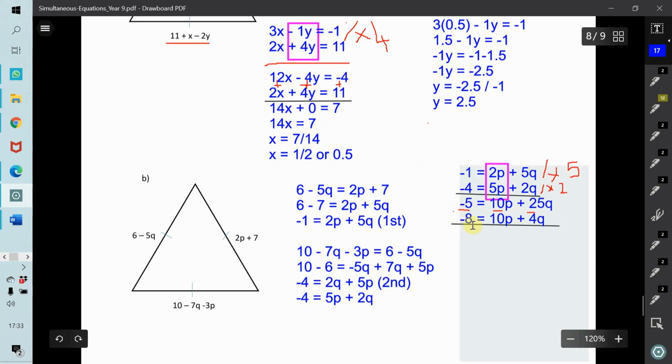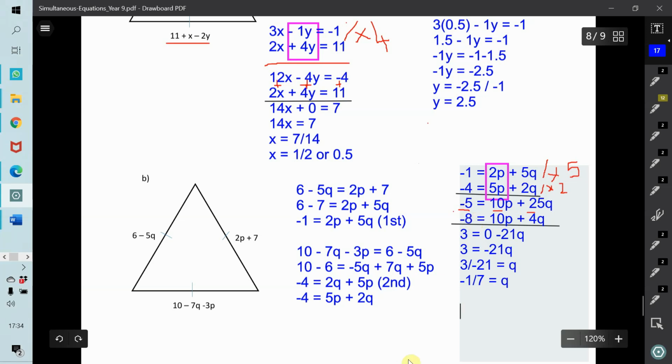Minus 5 minus minus is a plus. So it's minus 5 plus 8, which is 3, equals 0. All right. 25 minus 4 is 21q. 3 equals minus 21q. 3 divided by minus 21 equals q. And 3 divided by 21 is negative 1 all over 7, equals q. I'm going to leave it as a fraction, guys, because if I do it as a decimal number, it's very long.